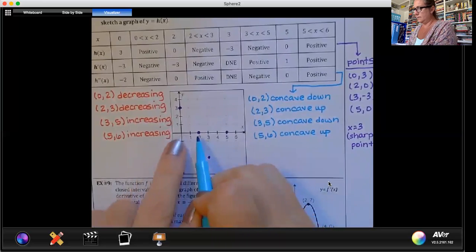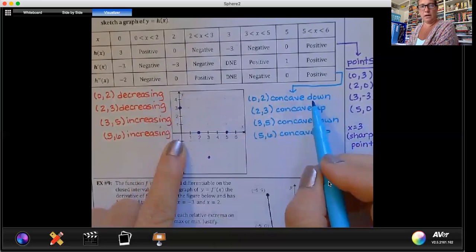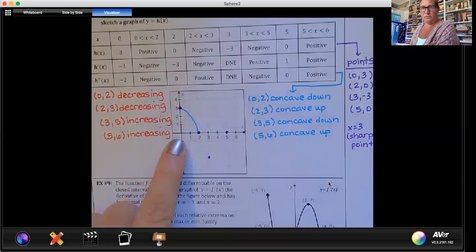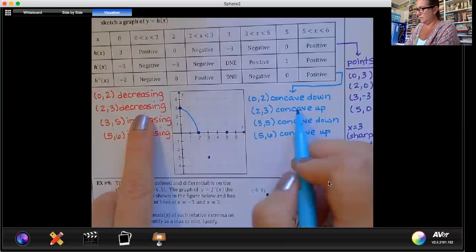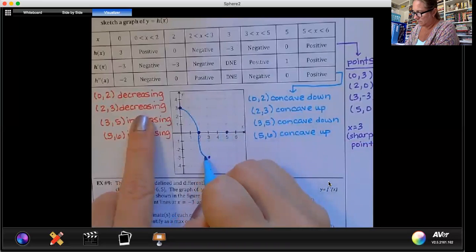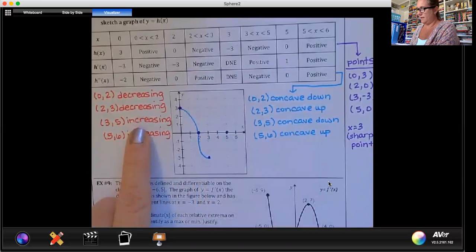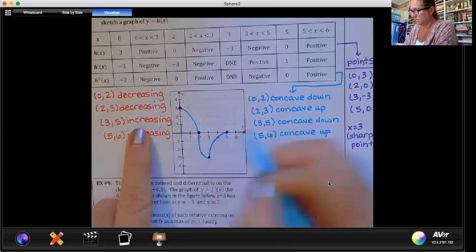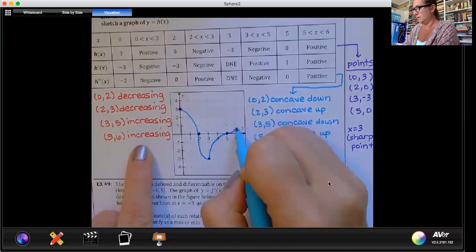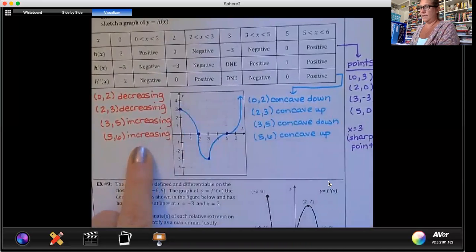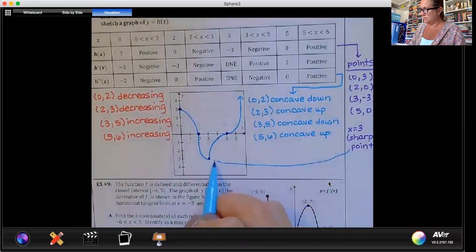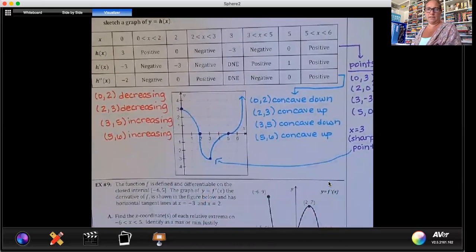All right, so from 0 to 2, you are decreasing concave down. From 2 to 3, you are decreasing concave up. From 3 to 5, you are increasing concave down. And from 5 to 6, you are increasing concave up. So as you can see, you ended up with that sharp point here based on your concavity and your increasing and decreasing.